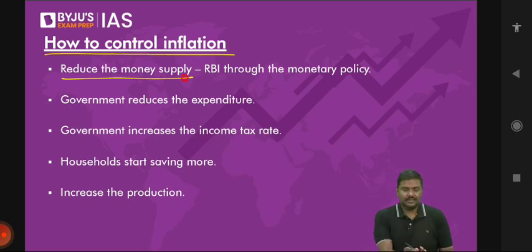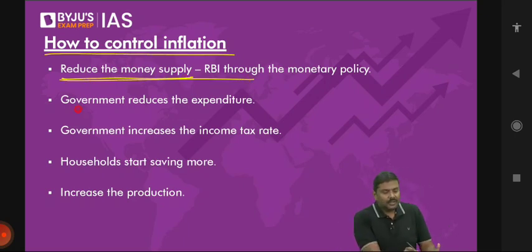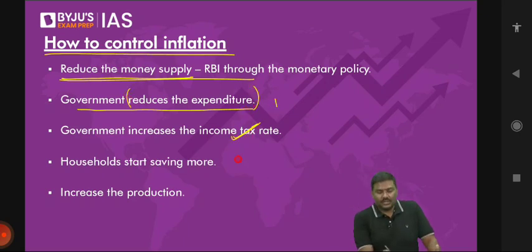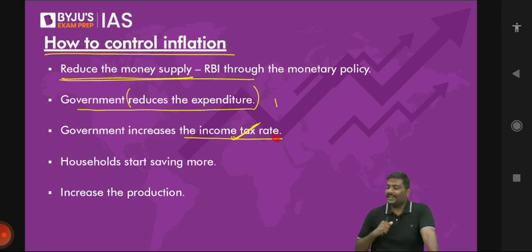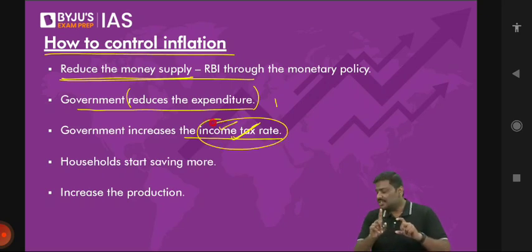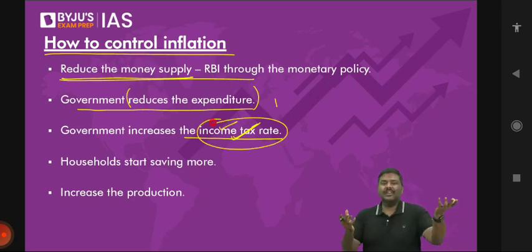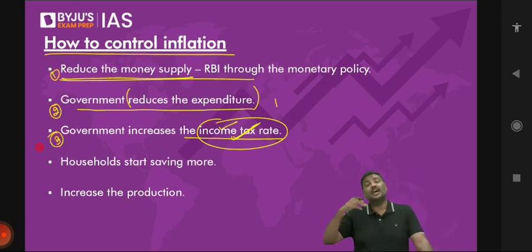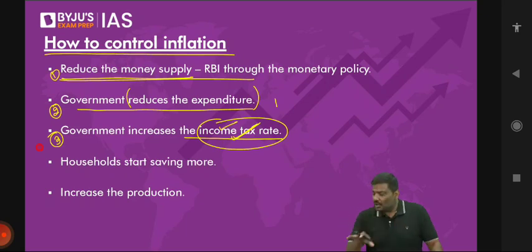Second one, the government can also do that by reducing expenditure. Two ways. They can reduce their expenditures. Second, they can use income tax rates. I hope you remember disposable incomes. Last Friday we discussed this. By changing the income tax rates, government can change the disposable incomes. If they want to promote growth, they will increase the disposable incomes. If they want to control inflation, they will reduce the disposable incomes. So one, RBI can increase interest rates, reduce the amount of money in the supply. Second, government can control its expenditure. Third one, government can increase income tax rates, reduce the disposable income.